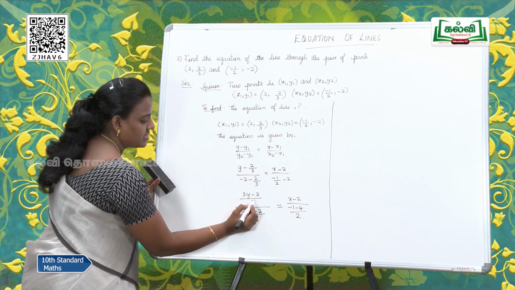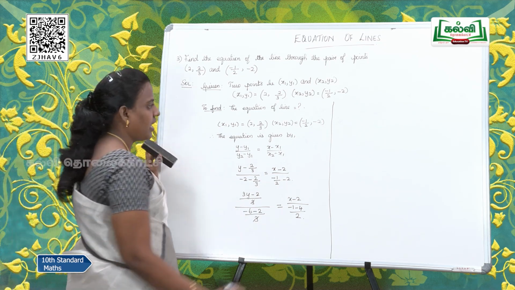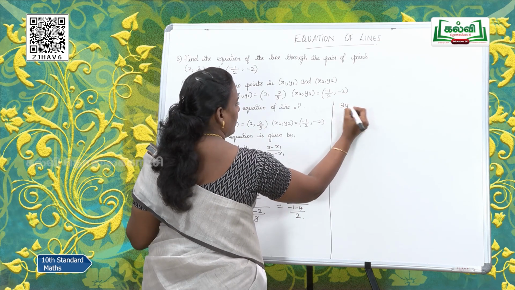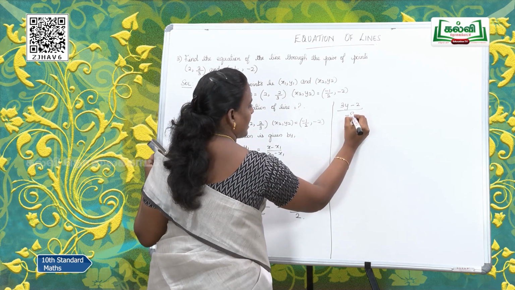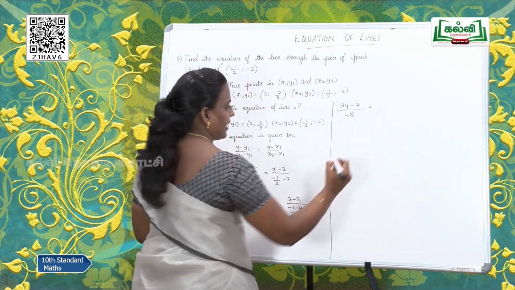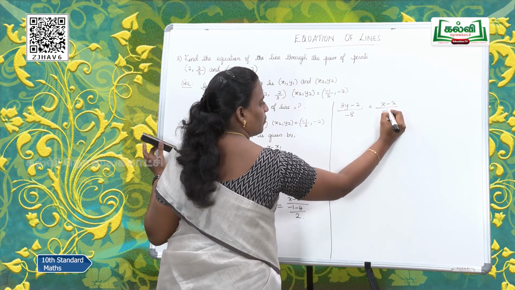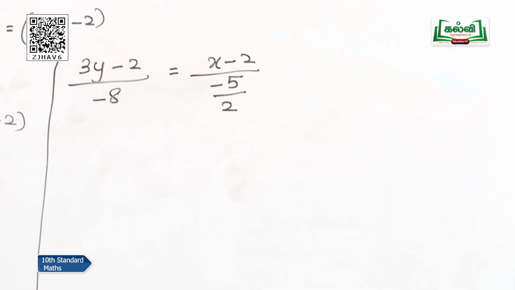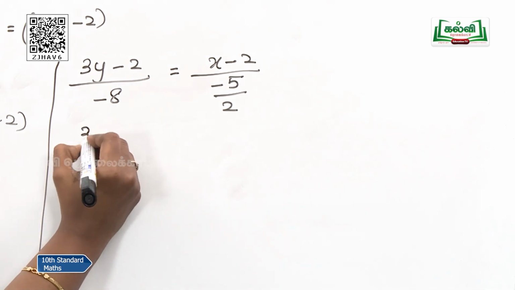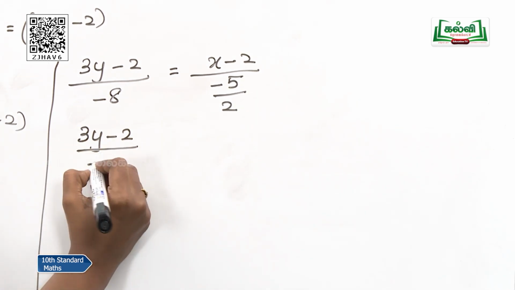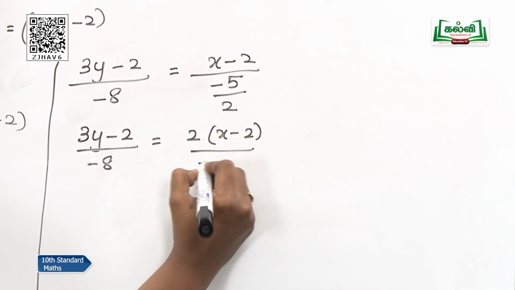Now, here if you see 3 is in the denominator, 3 is in the denominator. So, I can cancel each other. So, here I will be left with 3y minus 2 by, now minus 6 minus 2 will give you minus 8. And here I will get x minus 2 by minus 1 minus 4 will give you minus 5 by 2. Now, again here I have minus 5 by 2, so it will be taken to the numerator. So, I get (3y minus 2) by minus 8 is equal to 2 into (x minus 2) by minus 5.